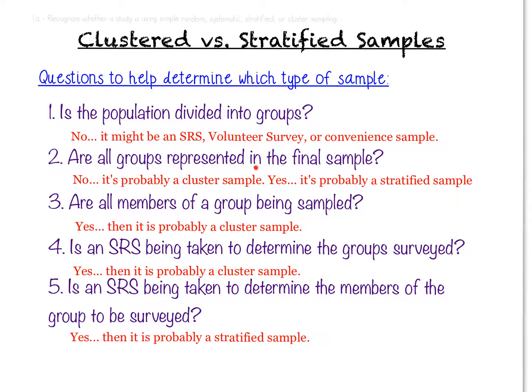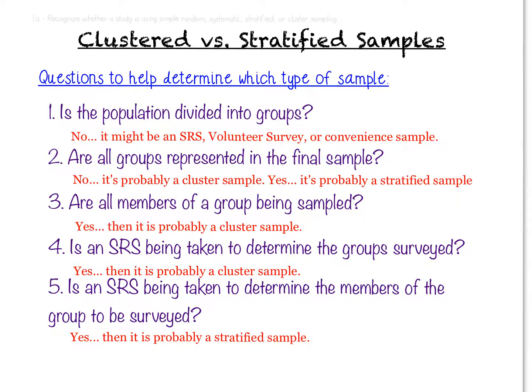So are all the groups represented? If the answer is no, it's probably a cluster sample, because I'm only interviewing people from the chosen groups. If it's yes, then it's probably a stratified sample. So if the population is divided into groups and every group has representation, it's probably stratified. If it's divided into groups and not every group has representation, it's probably cluster. Are all the members of the group being sampled? And that goes back to, if I choose the group and every single person is being surveyed, it's probably a cluster sample. So if I say yes to that, it's probably a cluster sample.